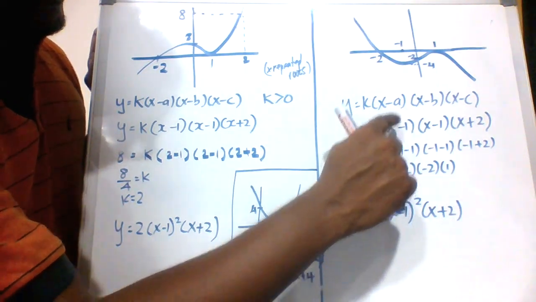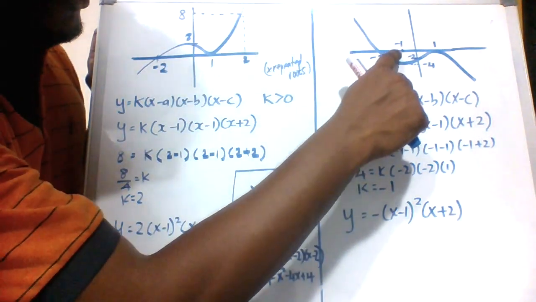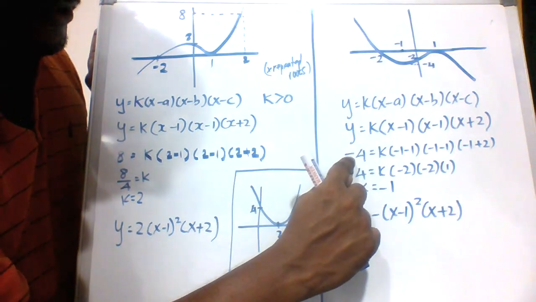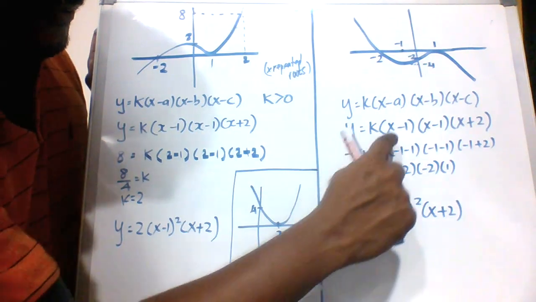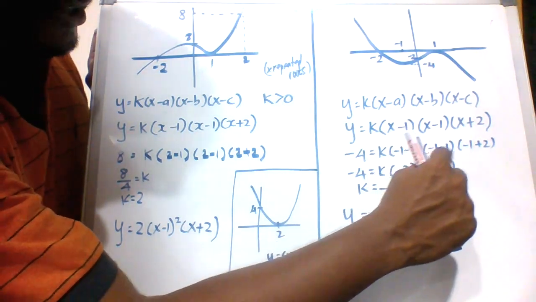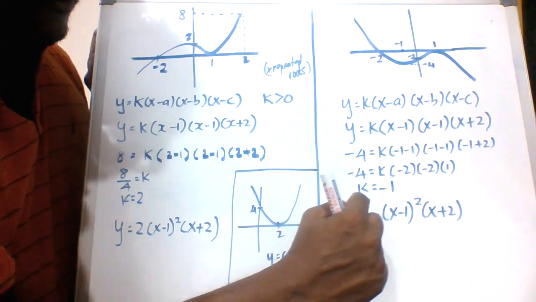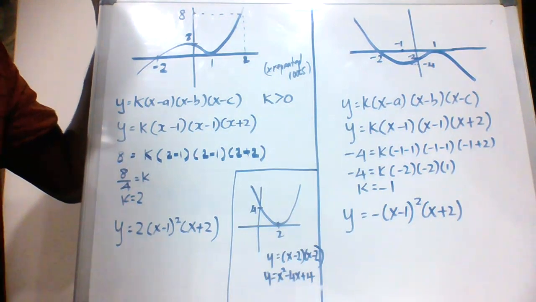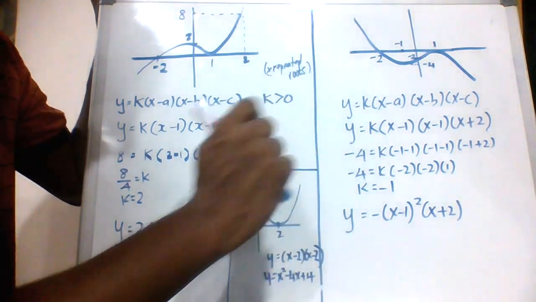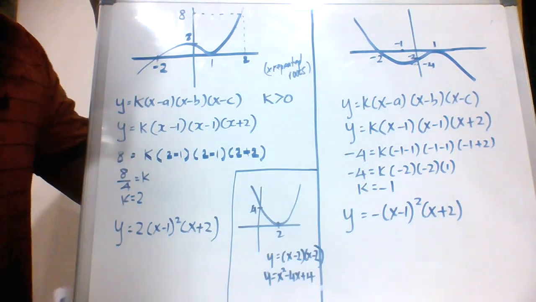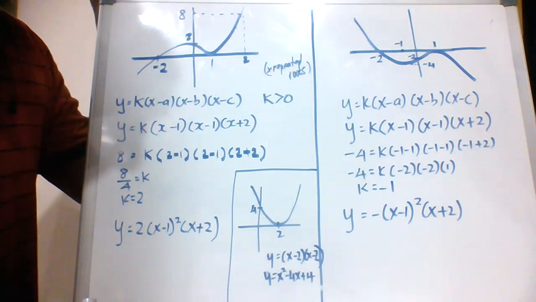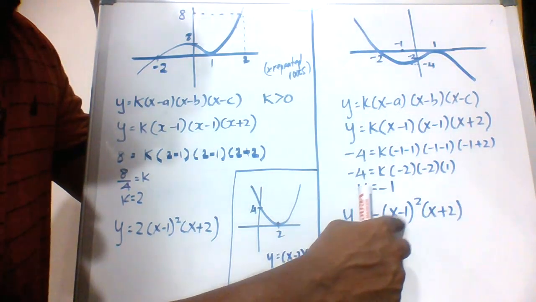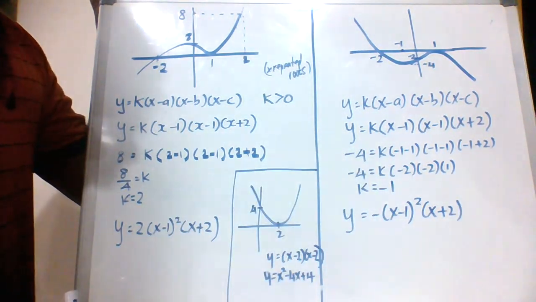Once you have done that, substitute another coordinate which is also obvious. When x is -1, y is -4. I've already substituted y is -4, x is -1, x is -1, x is -1. Solve it to get a k value. As expected, it is a negative value. So substitute back everything into the general equation. We will end up getting this equation: y is equivalent to negative (x minus 1)(x minus 1), or just negative (x minus 1) squared followed by (x plus 2).